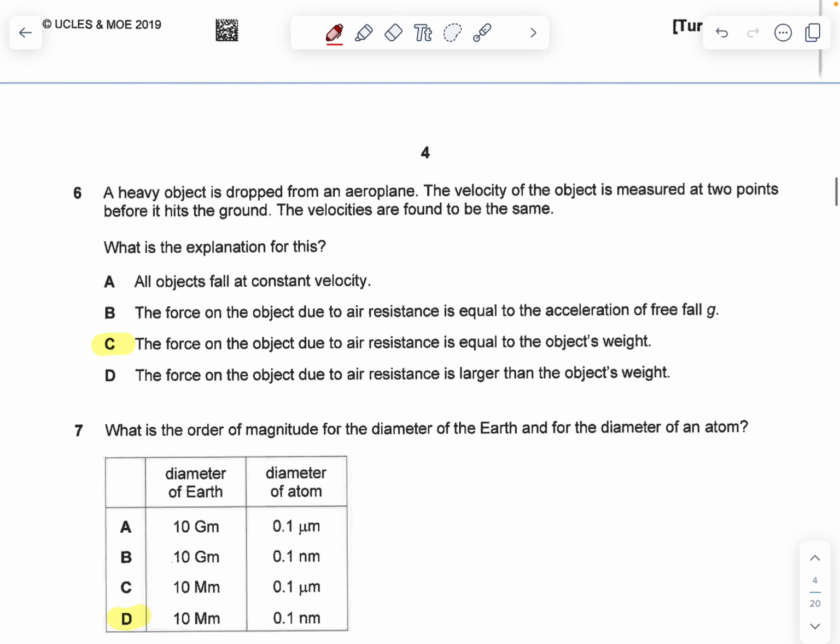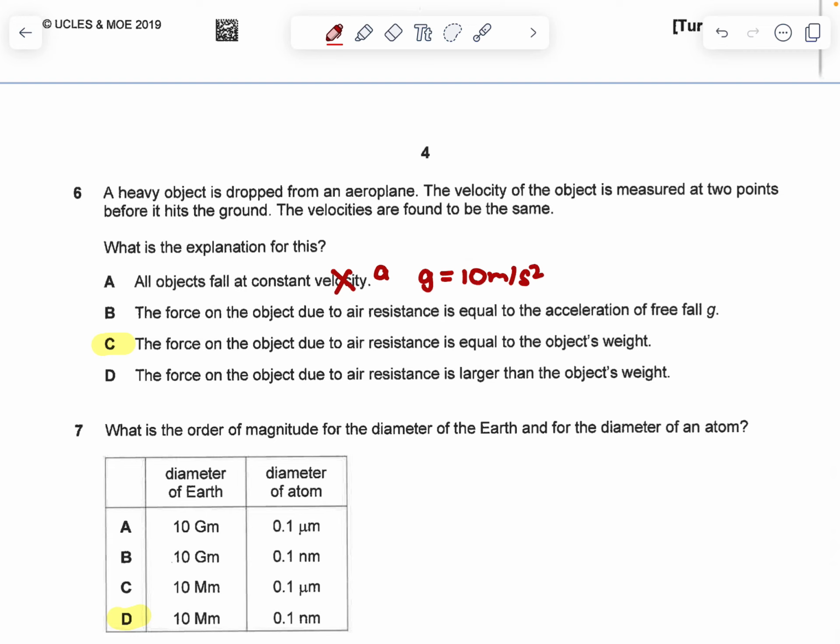Next, question 6. A heavy object is dropped from an aeroplane. The velocity of the object is measured at 2 points before it hits the ground. The velocity is found to be the same. What is the explanation? A says that all objects fall at constant velocity. Wrong. It's constant acceleration. We know the acceleration of free fall is g equals 10 meters per second squared.